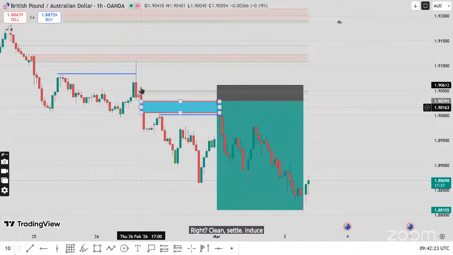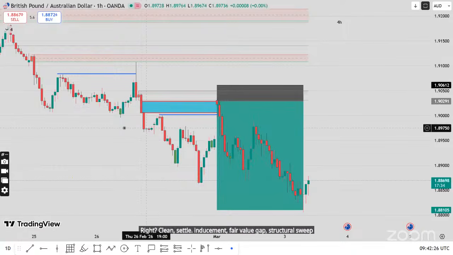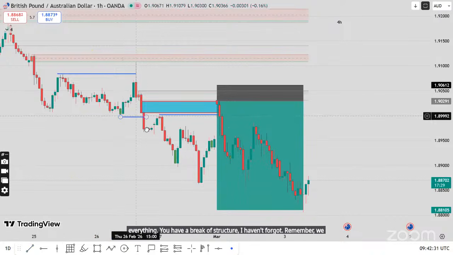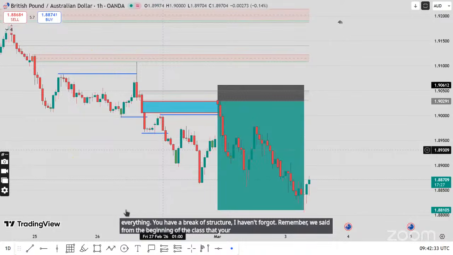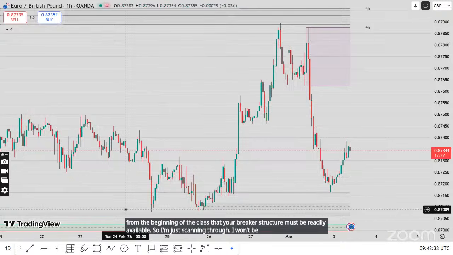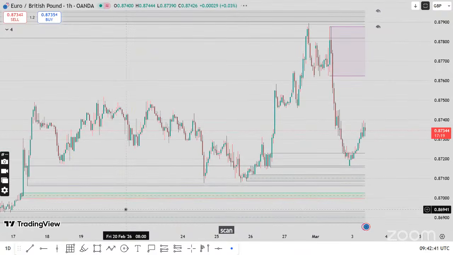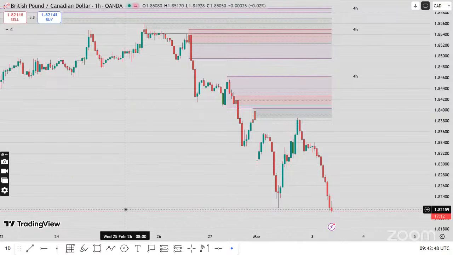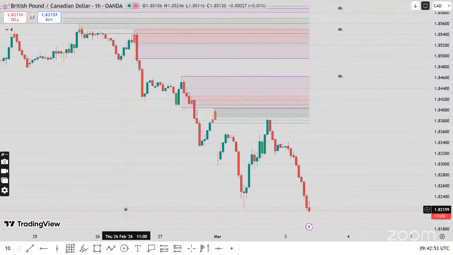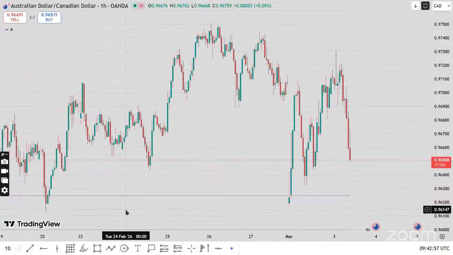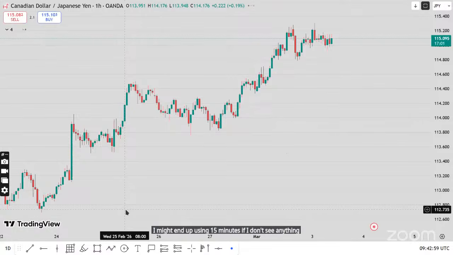Inducement, fair value gap, structural sweep, everything. You have a break of structure. I haven't forgotten. Remember, we said from the beginning of the class that your break of structure must be readily available. So I'm just scanning through. I won't be saying much anymore. Just scanning through. I might end up using 15 minutes if I don't see anything on 1 hour.